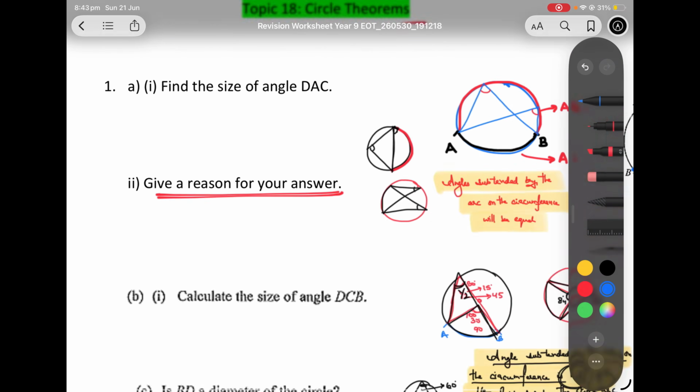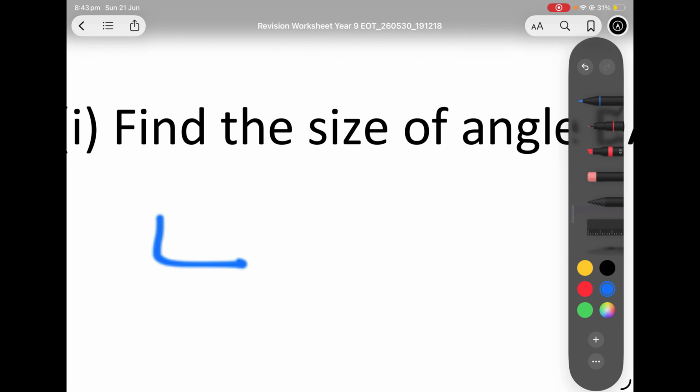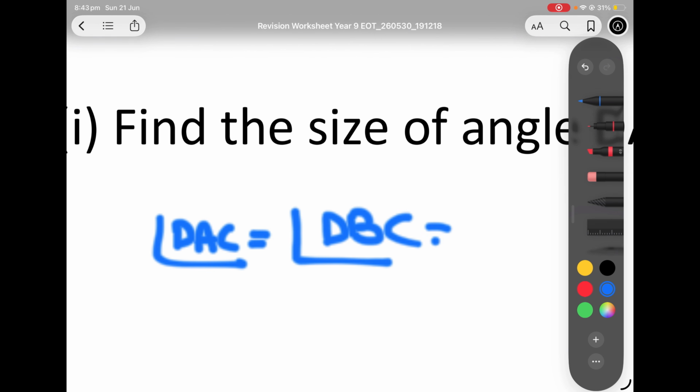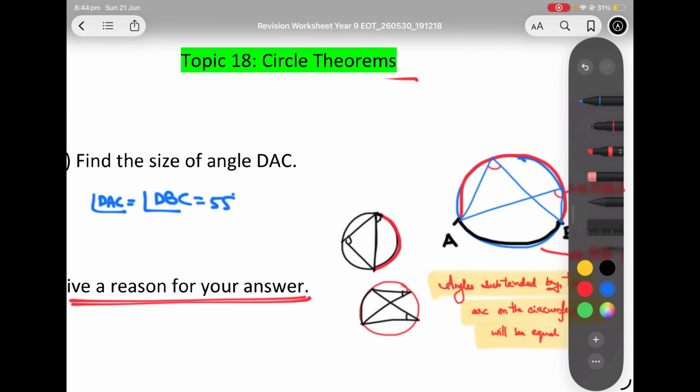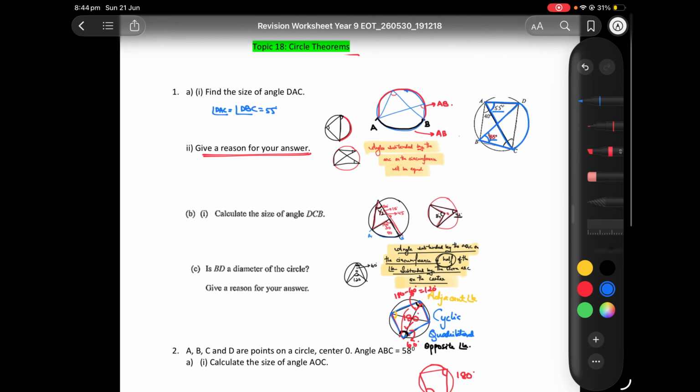So we would write angle DAC is equal to angle DBC, which is equal to 55 degrees. Give the reason: angles subtended by the same arc on the circumference are equal. Then we have another one which says calculate the size of the angle DCB.